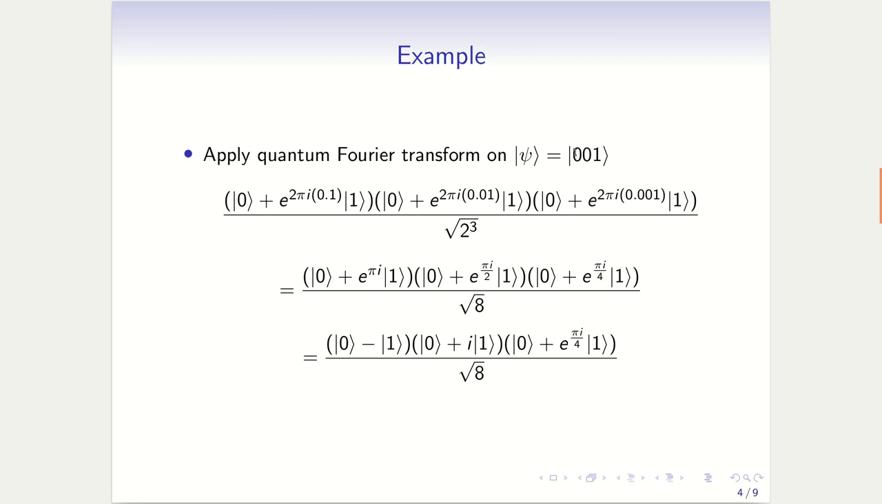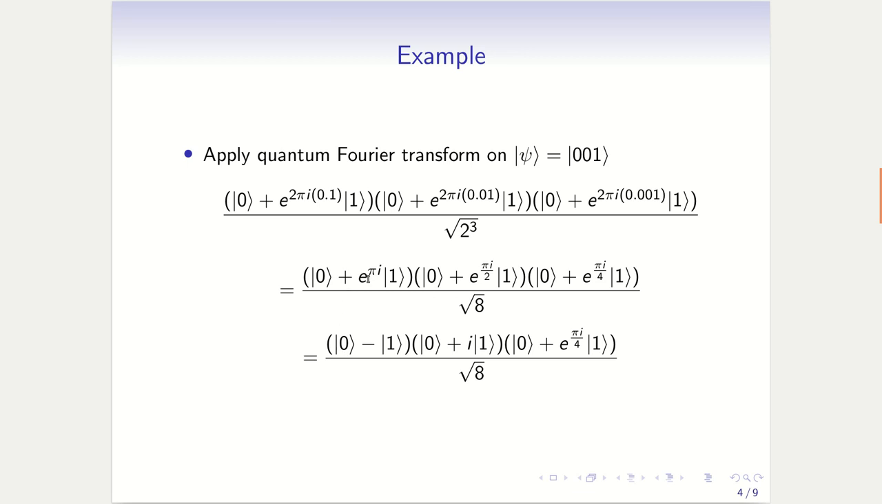For instance, if I have 0 0 1, this is the state of our qubits. We will find the first qubit to be 0 plus e to the power of 2 pi i times 0.1, which means we take this position, this is 1/2, and we will make the phase of the second qubit 0.01 and the last qubit 0.001. This means this is 1/2, so 2 by 2, so we will remain with e to the power of pi i. And again, when you calculate this, you will find this one.